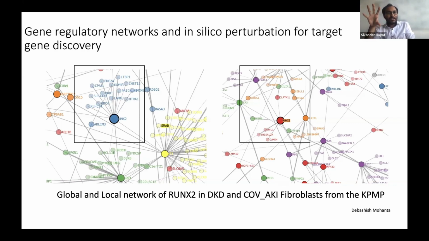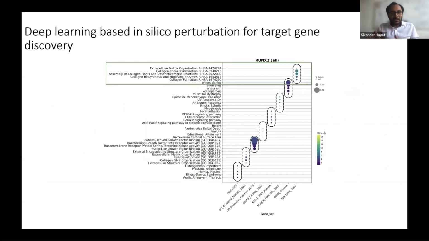I wanted to show this slide because we also heard about transcription factors in the previous two talks. Once we have these transcription factors that we like, we can use deep learning based tools that we are developing in my team to do in silico perturbation and then do a validation for that.